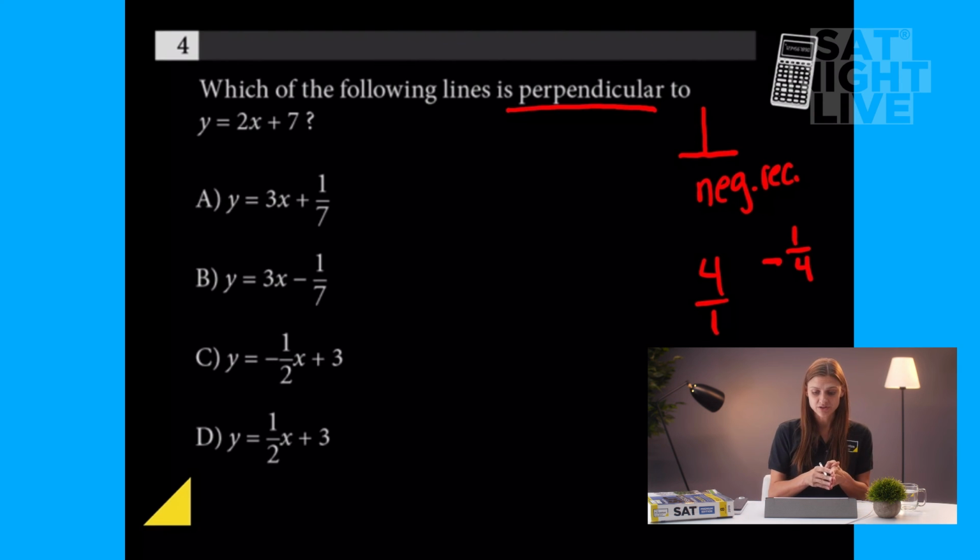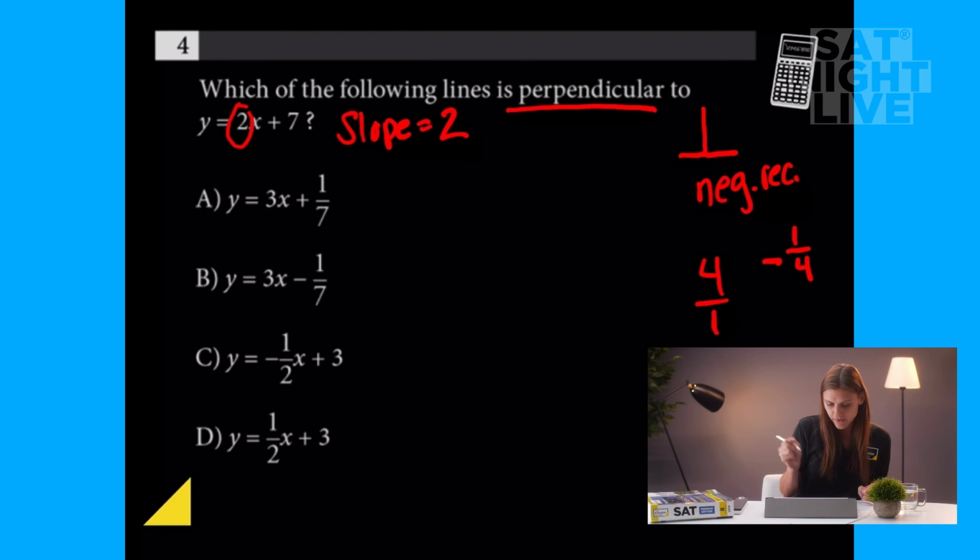So going back to this first question, we want to find the slope of the first line. It's already in our y equals mx plus b form because it says y equals 2x plus 7. So our slope, in this case, is going to be 2. And we're just looking for the slope of the line that's perpendicular. So the negative reciprocal is going to be negative 1 over 2. And looking at our answer choices, guess what? Easy peasy, there's only one answer choice that has the slope where our m is negative 1 over 2, and that's answer choice C. So we're done.